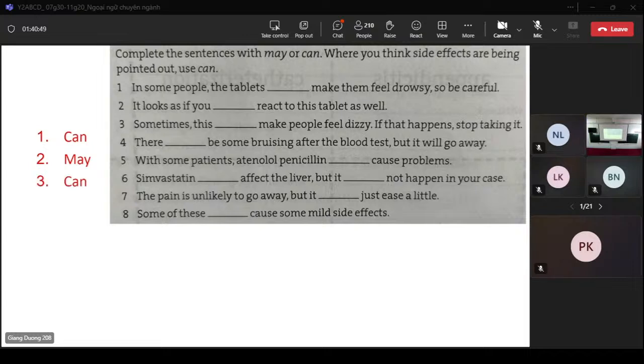Vậy không? Tức là khi mà mình học, mình tập trung vào nó thì mình sẽ thấy can là theory, còn cái nào mà cho trường hợp của bạn thì là may. Và khi mà bạn xài thì tương lai bạn mới bị, thì dùng là nếu mà bạn xài thuốc này thì bạn sẽ bị. It can make people feel dizzy. That happens, stop taking. There, some after take the blood test, but it will go away. Now, can or may? Number 4.